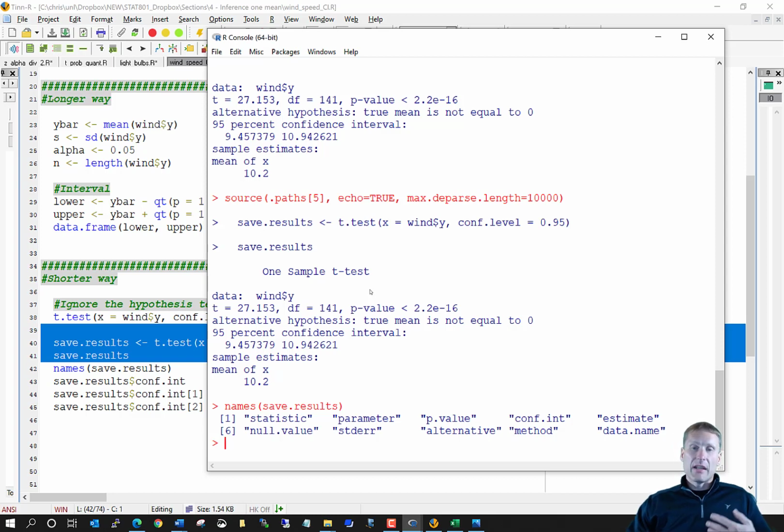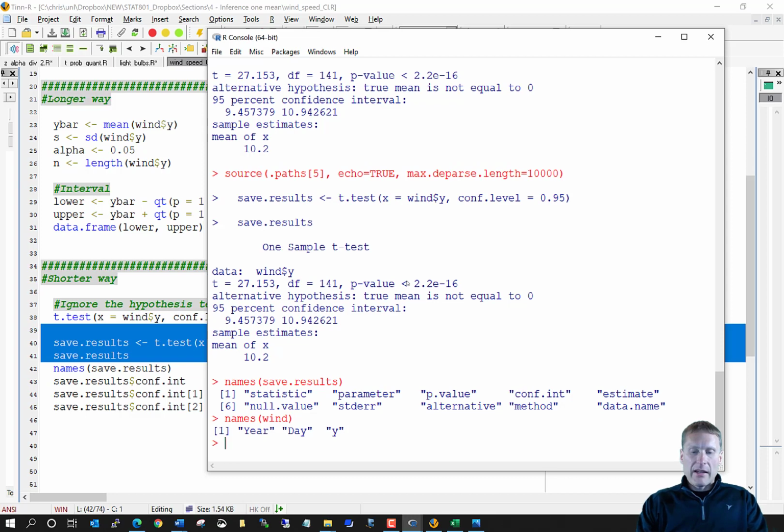In fact, in R's terminology, t.test creates a kind of object called a list. And we've actually seen some lists in other places. We haven't necessarily said it before. So for example, our data frame that we had before was a list too. And anytime that you have a list, you can use the names function with it and see what's inside of that list and pull information out.